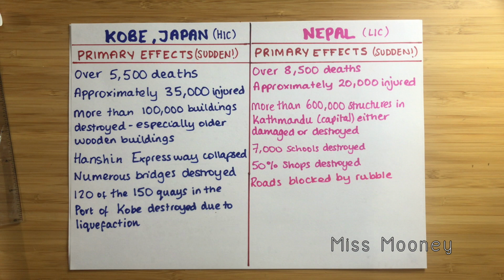And then in contrast, Nepal had more deaths, over 8,500, and approximately 20,000 were injured, which is slightly less than Japan. More than 600,000 structures in Kathmandu, the capital, were damaged or destroyed. 7,000 schools were destroyed, 50% of shops were also destroyed, and roads were blocked by rubble. So you might want to have a think which country had more significant or severe primary effects and to what extent.